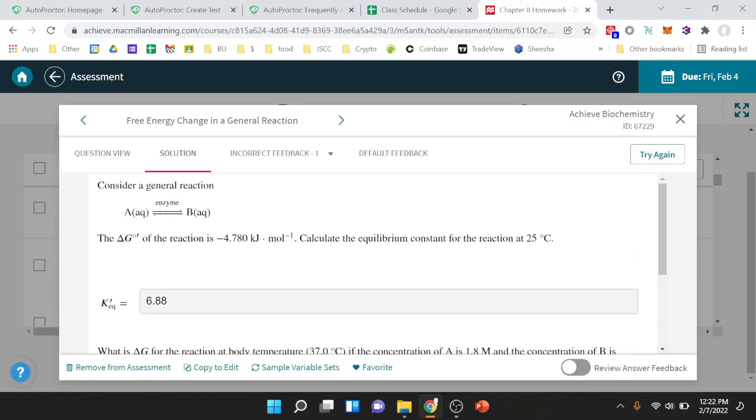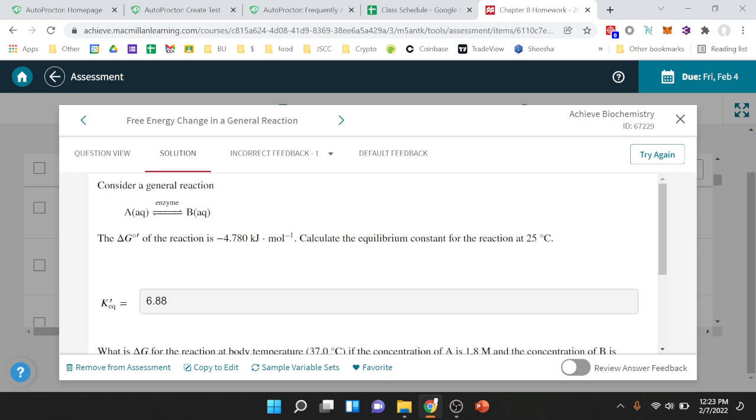Okay, so consider a general reaction. We have our A going to B, right? Notice, by the way, in these reactions or equilibriums, the products and reactants can always be swapped, right? Because it's an equilibrium. Anyways, so we have an enzyme for this reaction.